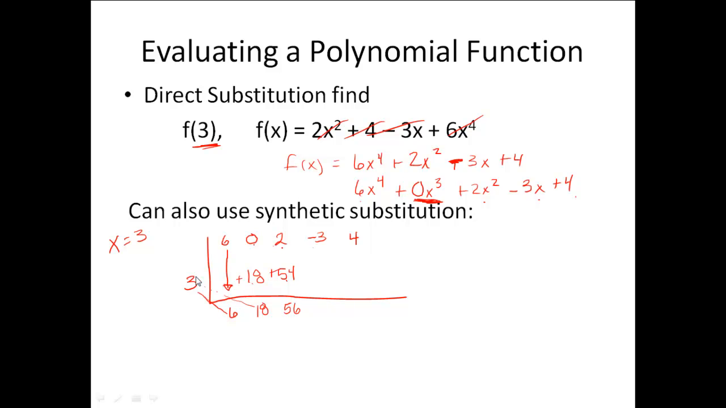Then I repeat it again. So 3 times that 56 is 168. Add that to a negative 3, and I get 165. And then I go back and repeat again. So 3 times 165 is 495. And then 495 plus 4 gives me 499, which is the exact same answer that we got when we did direct substitution. Now, it's really important to learn the synthetic substitution because it's a process we will be using in a later section. So right now we just need to practice the process of synthetic substitution.